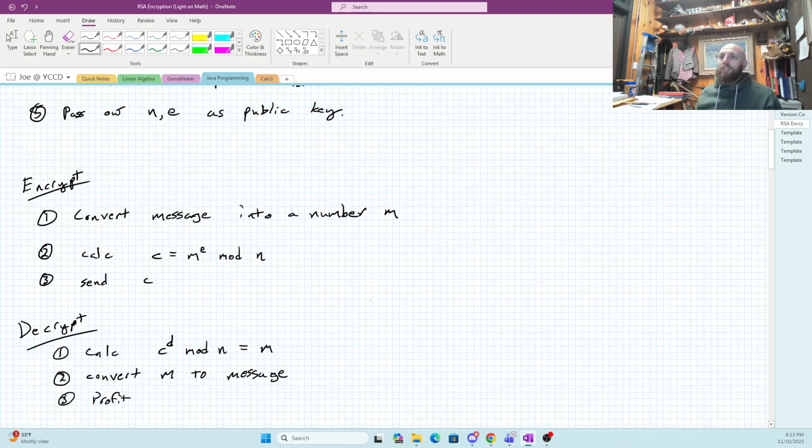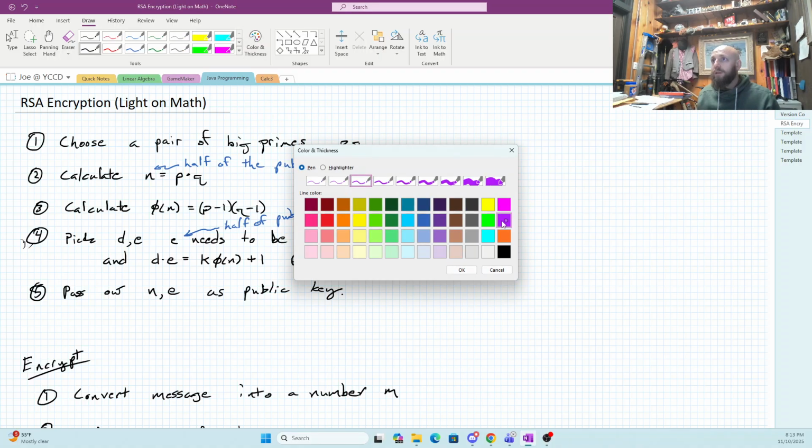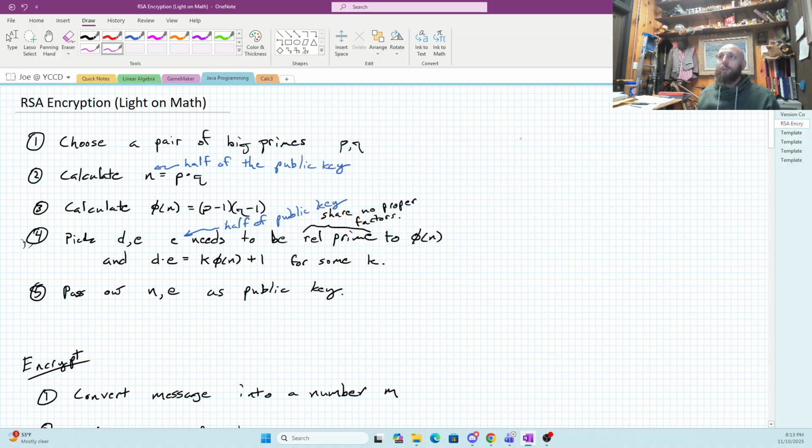Okay, so let's try this with some numbers. I'm going to try this with small numbers. I'm still going to need a calculator. So a pair of big primes. I'm going to pick medium primes. So I'm just going to do this off to the side here. Let's see. I really want a purple. All right, so we're going to do this over here in purple.